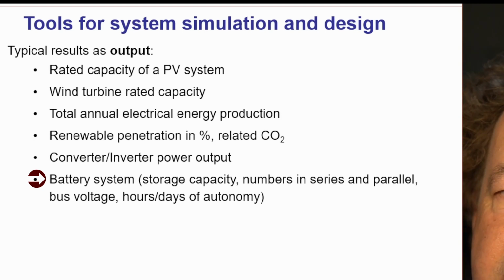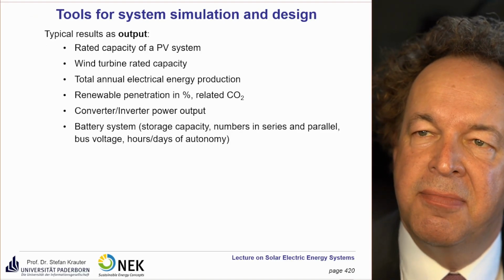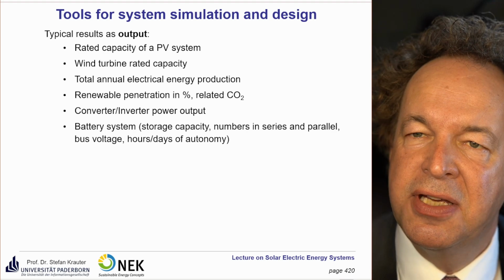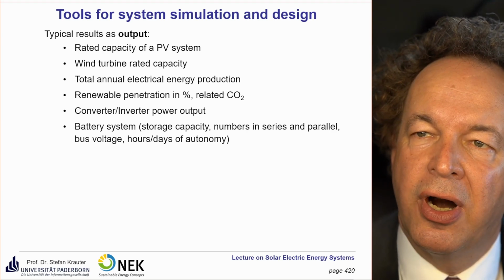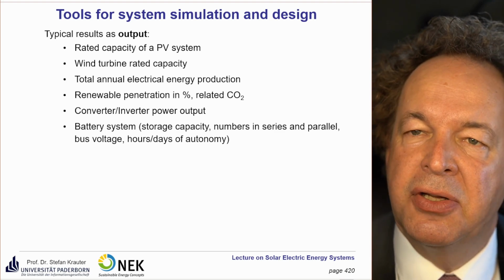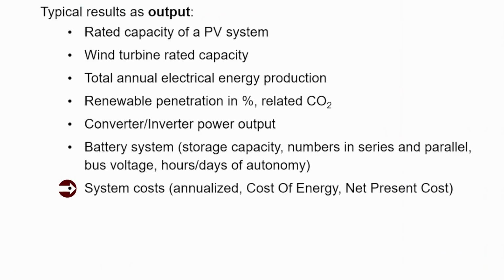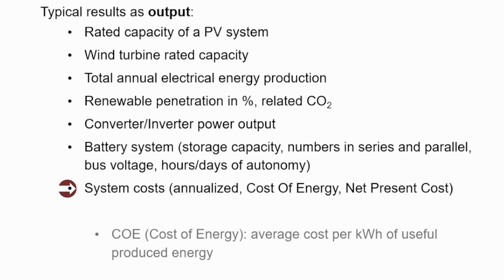For the battery system, there are many parameters. You have the storage capacity, the voltage that defines the number of cells in series or in parallel, the bus voltage, and the hours and days of autonomy. Remember, when we designed the system manually, we just took it very easy. We said, okay, 2 days of autonomy for a system in the tropics and 4 days for Germany, but you can do it in much more detail. Then there are the system costs, the annualized costs, the actual cost of energy, and the so-called net present costs, which I will present later when we go into HOMER.